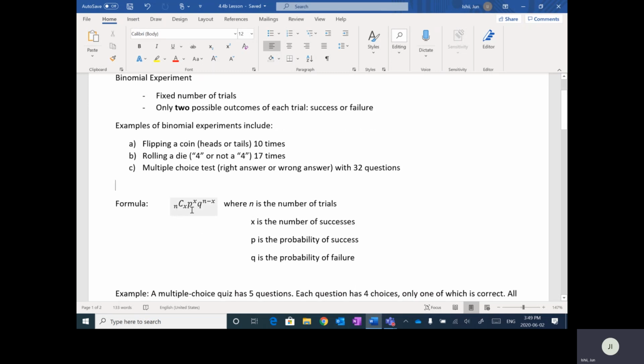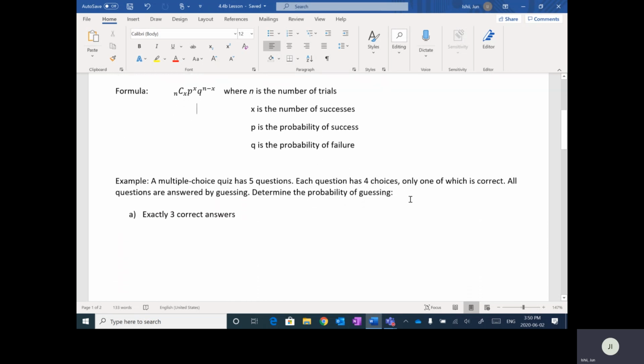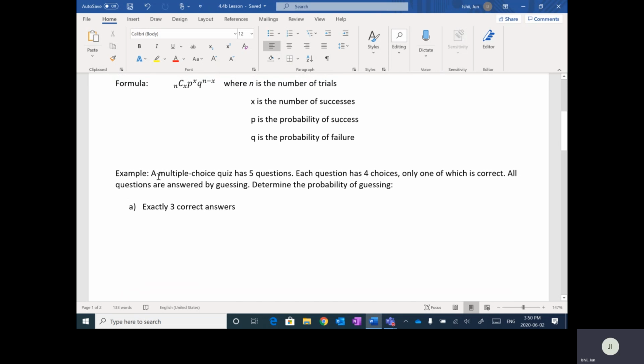There's a formula associated with it. What you'll notice in the formula is the n choose x. This comes from the combinations unit, so it comes back into play. P is the probability of success per trial, and Q is the probability of failure. N is the number of trials, and X is the number of successes. Right now this formula probably looks kind of abstract, but you'll get a better understanding once we go through the example. I'm going to leave that formula there, and this is my example.